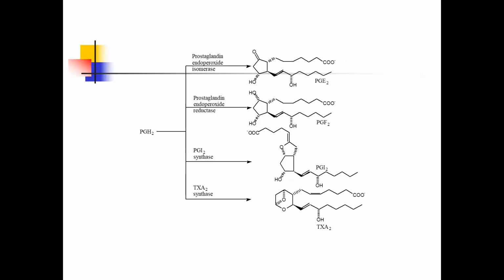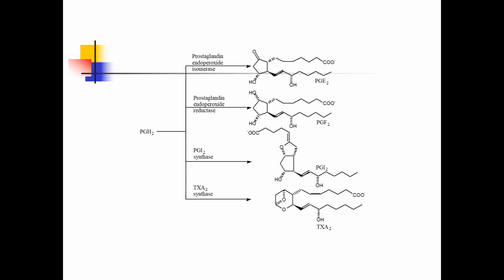So here are the main prostaglandins. Prostaglandin I2, this is known as prostacyclin. And there's a prostacyclin synthase that will make prostacyclin. Then there is a prostaglandin endoperoxide reductase and a prostaglandin endoperoxide isomerase. And the reductase, as you can see, is going to take this oxygen bridge and reduce them to hydroxide groups, and that gives you prostaglandin F.